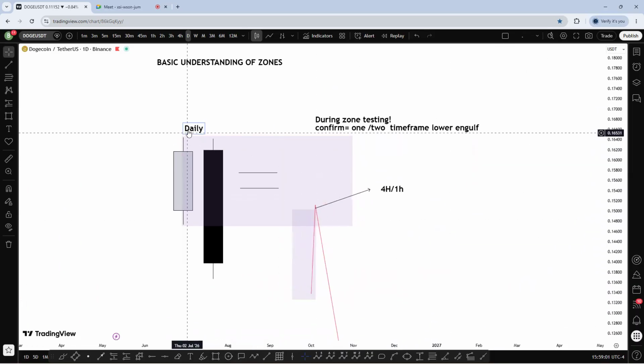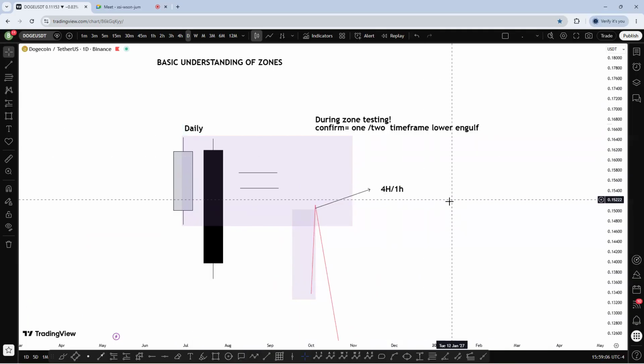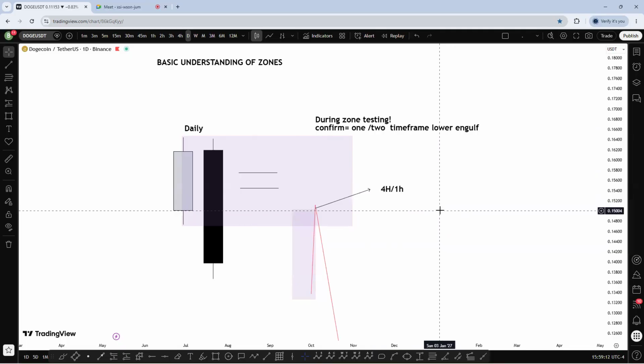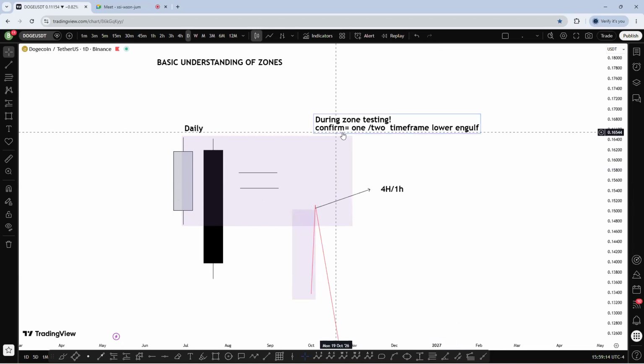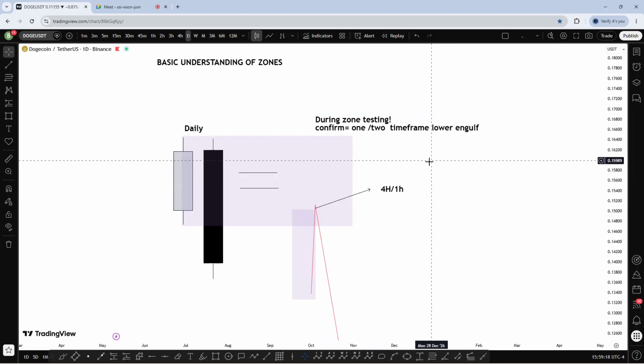Use that. If you are on weekly, you will use daily and the 4 hour for confirmation. If you are on monthly, you will use weekly and the daily to confirm. This formula is simple: one or two time frames lower engulf. This is just what you need.